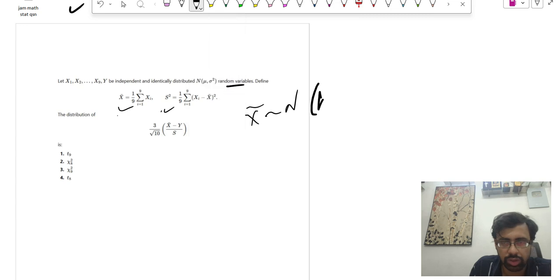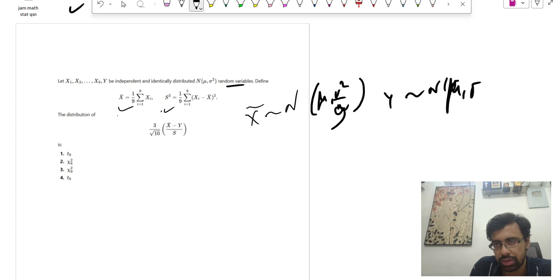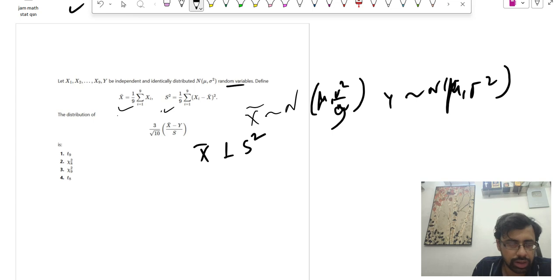follows a normal distribution and n equal to 9 में ये सिग्मा स्क्वायर बाई 9 होगा। Y also follows this. So importantly, Y is independent of X1 to X9, Y is independent of X bar and S square also, so X bar is independent of S square. Okay, normal sample, so it's not true for any other distribution के लिए in this universe.